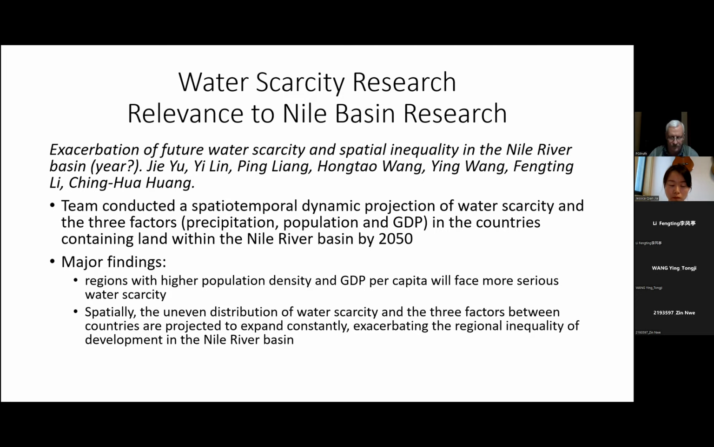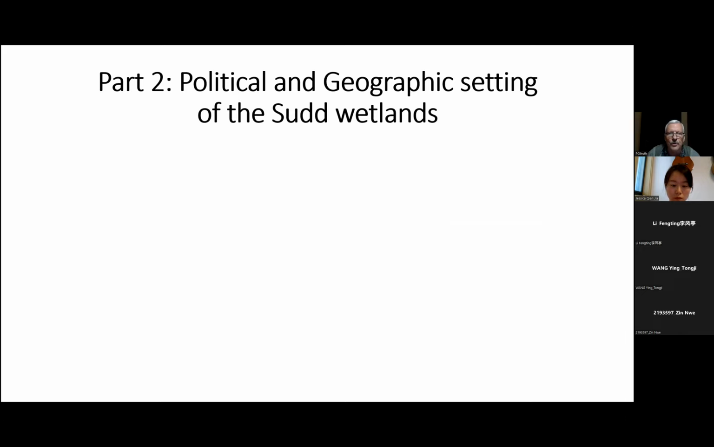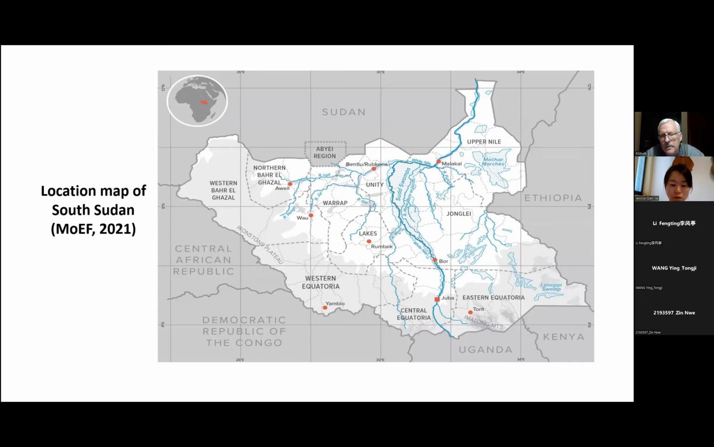So we go to part two. We've looked at the big picture. Now we focus on the Sudd Wetland. And we start with a map. In this map, you see the administrative boundaries of the Sudd Wetlands. You see Uganda, Kenya, where I am right now. I'm in Nairobi as I deliver this lecture.